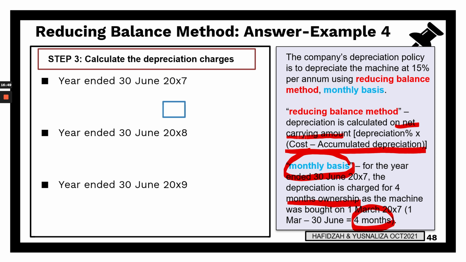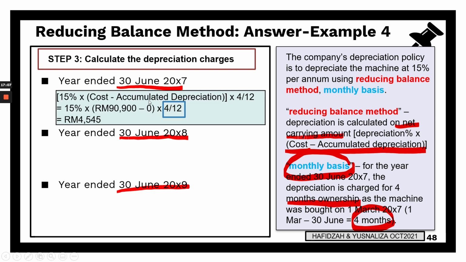You bought it on 1st of March, and the year end now is not 31st of December. The year end is not a calendar year, it is 30th of June 2007, 2008, and 2009. So let's look at the first year. First year, there is no accumulated depreciation, so the net carrying amount is the cost, right? And the first year is where you use the proportion of ownership 4 months, 4 over 12. So you have the first year depreciation, and that is based on 15%.